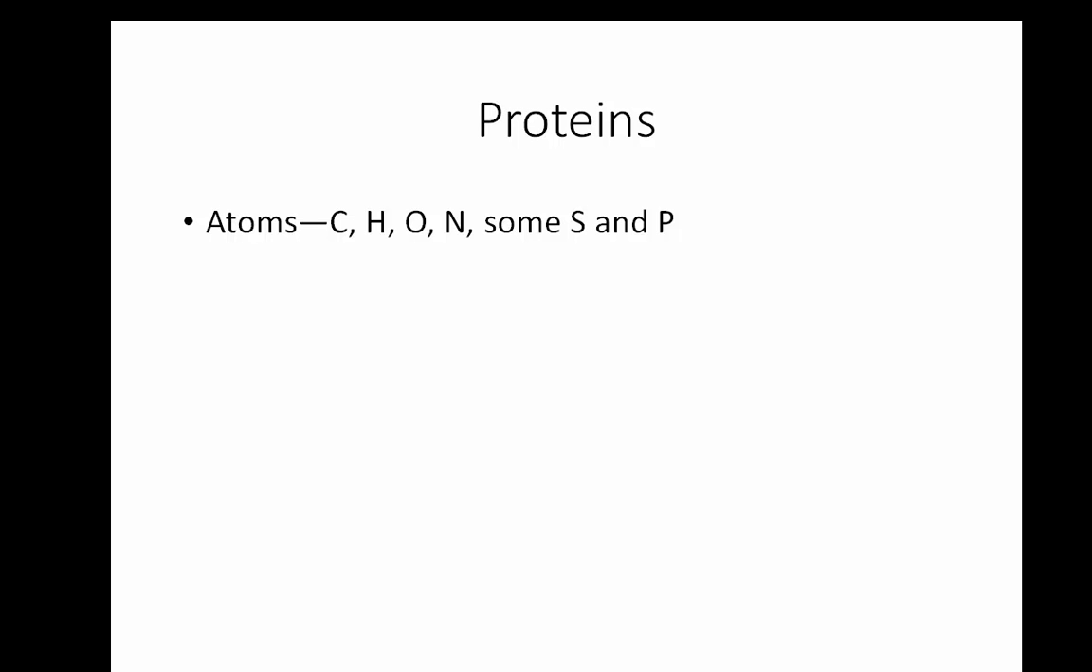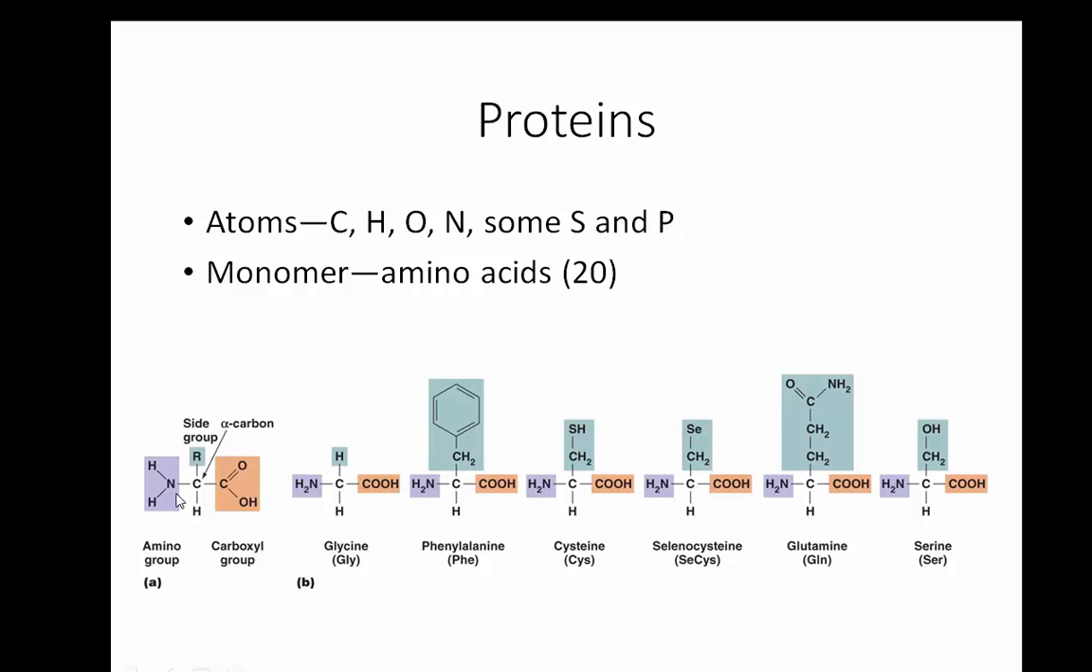Proteins contain carbon, hydrogen, oxygen, and nitrogen. Some of them contain a little sulfur and some contain a little phosphate. The monomer is the amino acid. There are 20 different amino acids, and some of the amino acids are the ones that contain sulfur and phosphate. Amino acids all have this basic structure. They have the amine group, this nitrogen and 2 hydrogens, and then they have this carboxyl group, this acid group. And these are attached to the same carbon.